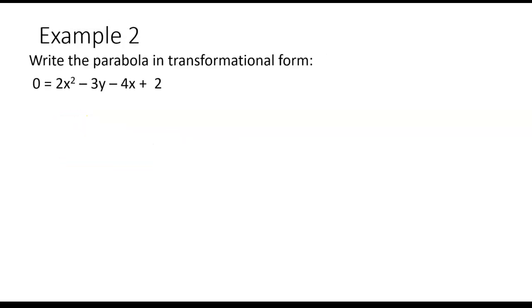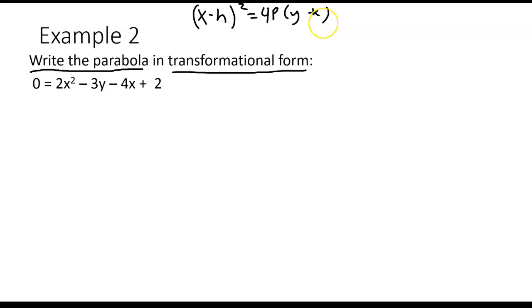So let's go ahead and, okay, here's our second example. We want to write this parabola in transformational form. That means I want it to either look like this, or I want it to look like the other one, which is pretty much just the same thing. It's just the parenthesis portions are swapped around. So that's the goal, is I want to get it written in that form, all right?